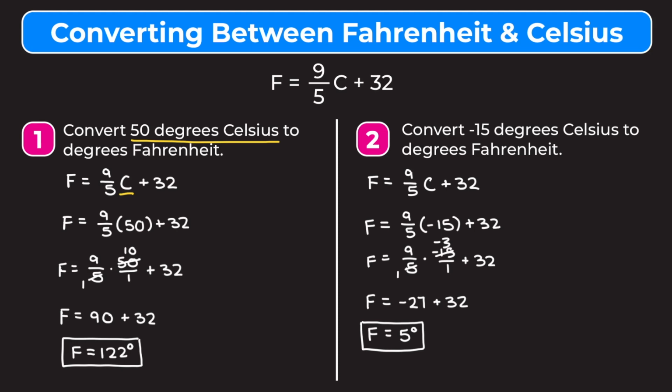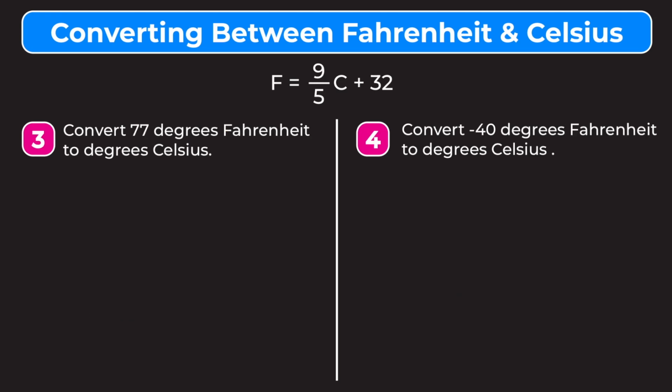Now let's go through two examples where we're given degrees Fahrenheit and we have to find degrees Celsius. So for example 3, it says convert 77 degrees Fahrenheit to degrees Celsius. So these are a little bit trickier using the equation that we have because our equation is already solved for degrees Fahrenheit. But this time we're given degrees Fahrenheit, so we're going to have to manipulate the equation a little bit more. So we're going to start by rewriting our equation. And this time we are given degrees Fahrenheit, so we want to replace the F in our equation with 77. So we have 77 is equal to 9/5 times C plus 32.